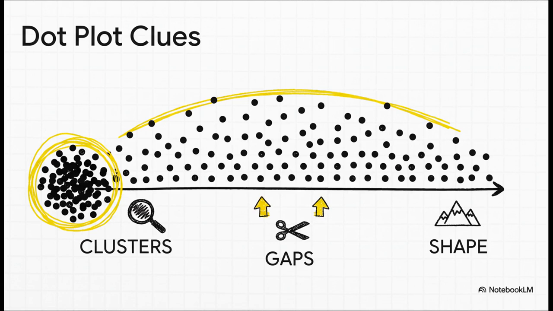A dot plot is absolutely perfect for smaller sets of data because you can instantly see the overall shape. You can spot these little clusters where all the dots are bunched together, and you can see any gaps where there's no data at all. It is a fantastic first look at your evidence.